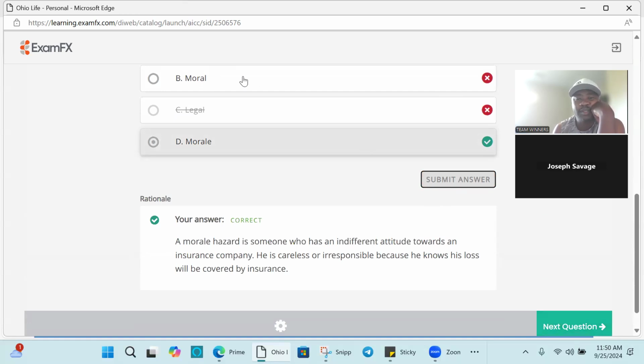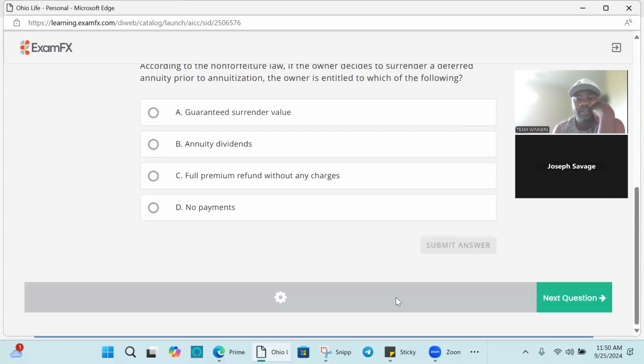When it's moral, what does that mean? Moral just means they're untruthful, they're untrustworthy.